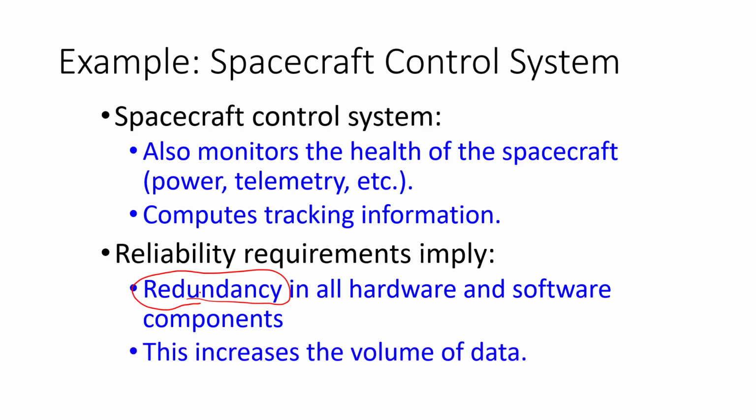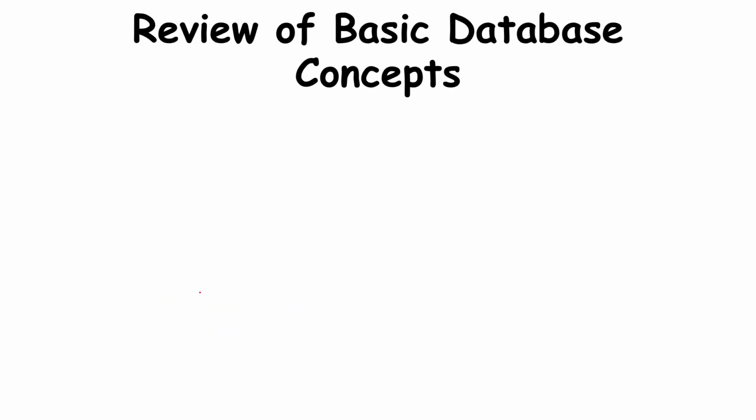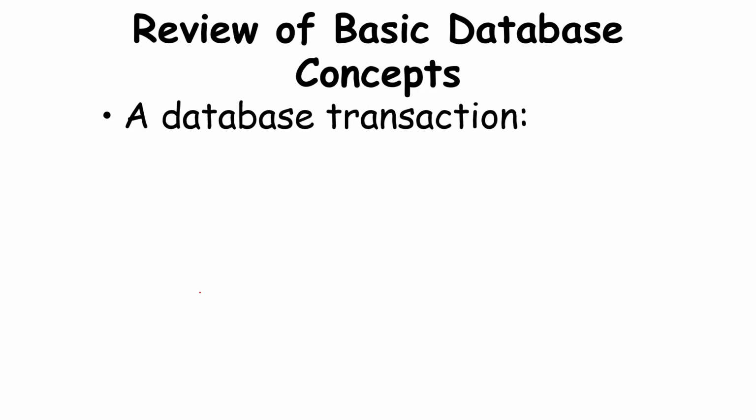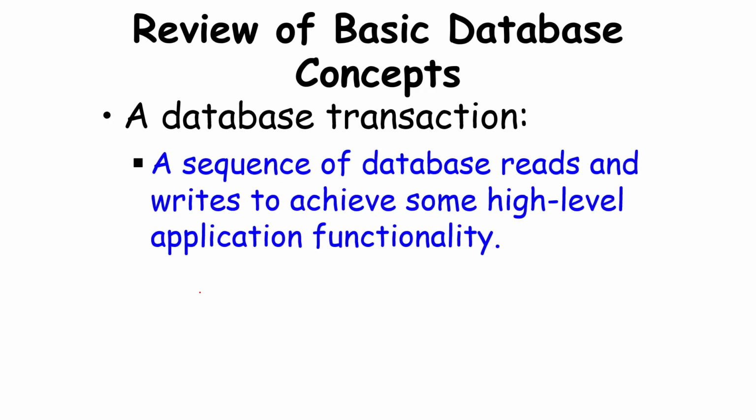This does, however, increase the volume of data in the sense that if we have, let's say, two sets of sensors, it'll double the data you'll have to deal with. But again, that's the price you pay for reliability. So there is a trade off, right? The more reliable the system is, the more data there is, and the harder it is to ensure real time correctness.